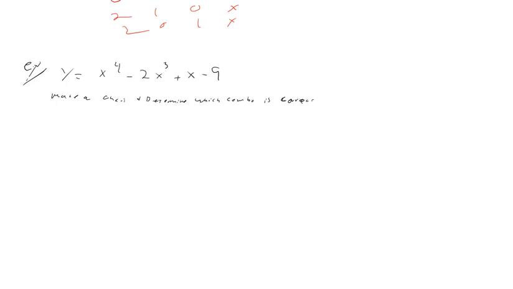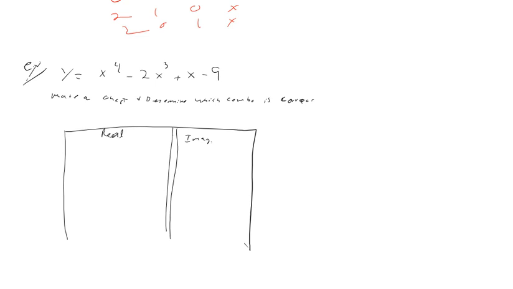So we're going to make our chart, and we're going to see the possibilities for this root. So we've got our real side, and we've got our imaginary side. Let me give myself a little bit more room here. Real side and our imaginary side. Break those apart. And then our real side has also rational and irrational. Got those split up there. So this is our chart.